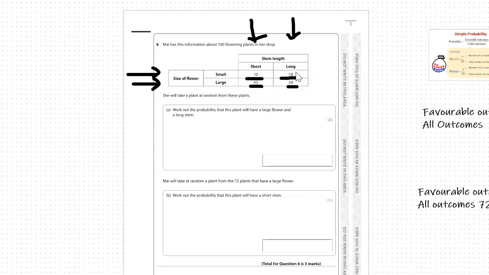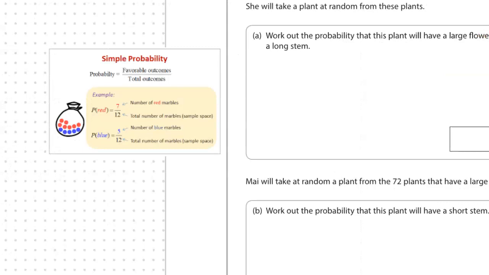She will take a plant at random from these plants. Work out the probability that this plant will have a large flower and a long stem. So what we have to consider here is reading the two-way table and then applying it to probability. Okay, so let's have a look at the probability.